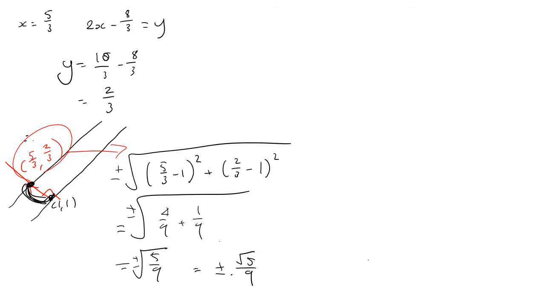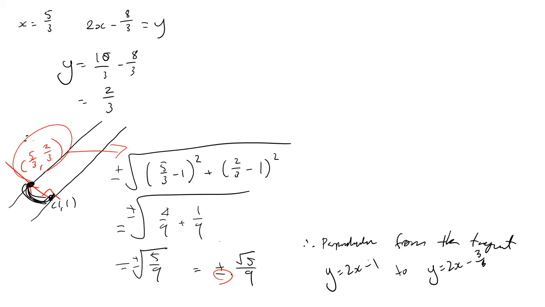Since distance can't be a negative value, we can conclude that the perpendicular distance from the tangent y equals 2x minus 1 to y equals 2x minus 8 on 3 is square root of 5 on 3. That should be a 3. So that's how you find the tangent of the line and solve harder problems involving the normal as well.